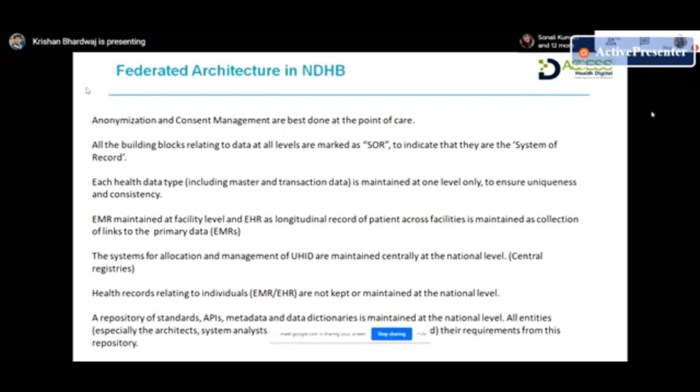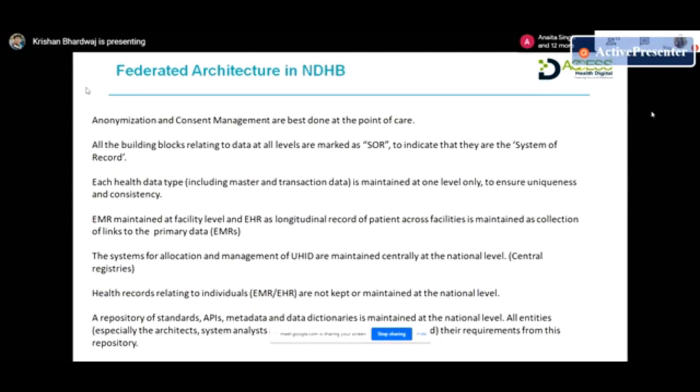Second thing they talk about is that each health data type, which includes the master and transaction, should be maintained at one level only. Now, this is a very important thing, and in that direction we are already working. Currently we are working on the code directory, schemas, and masters, value sets, those things. Now, what is the need of that?